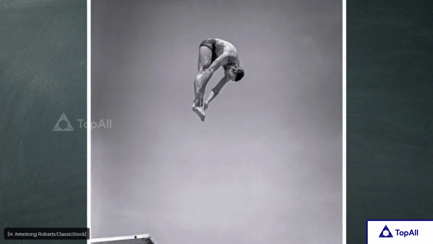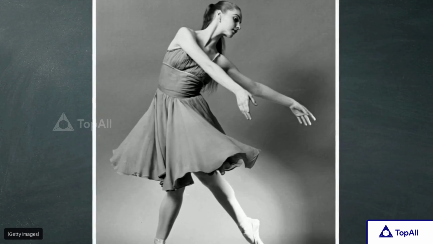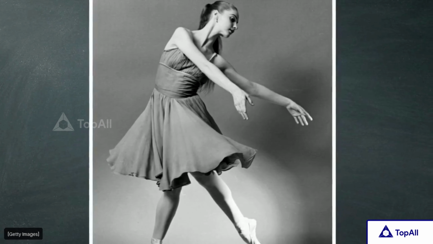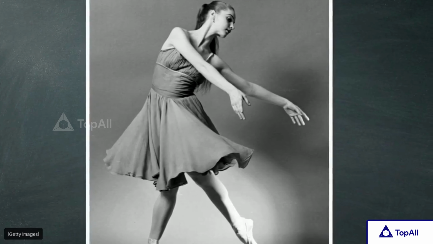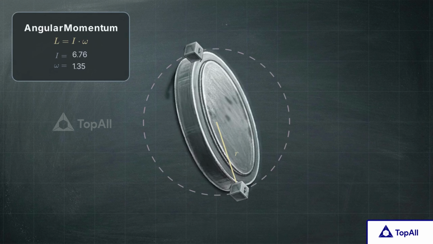before hitting the water. Conversely, look at the precise control of a ballerina. By extending her limbs outward, she purposefully increases her moment of inertia. This distributes her mass further from her center, allowing her to gracefully break her own rotational velocity.